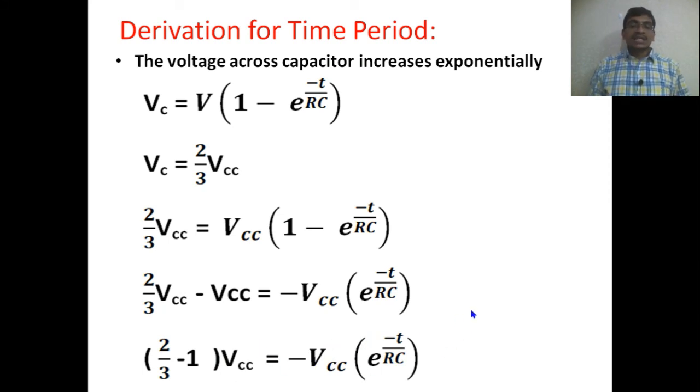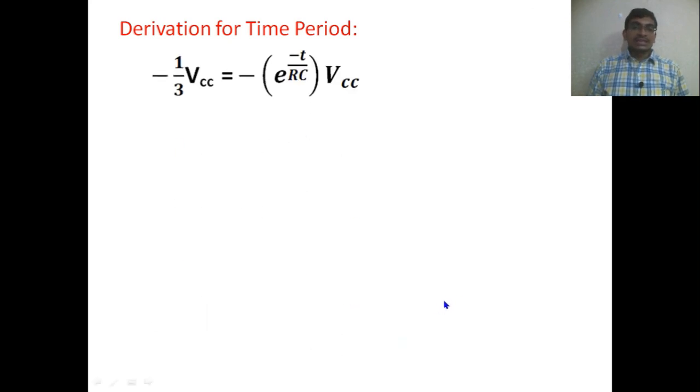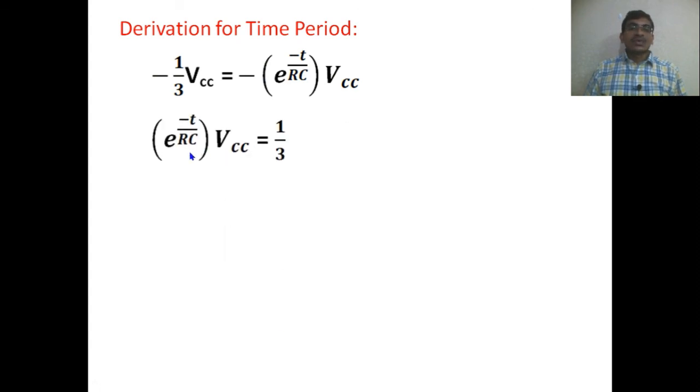We can cancel VCC from both sides. So -1/3 = -e^(-T/RC), which gives e^(-T/RC) = 1/3. Sorry, there is no VCC here, since we cancelled the VCC from both sides.